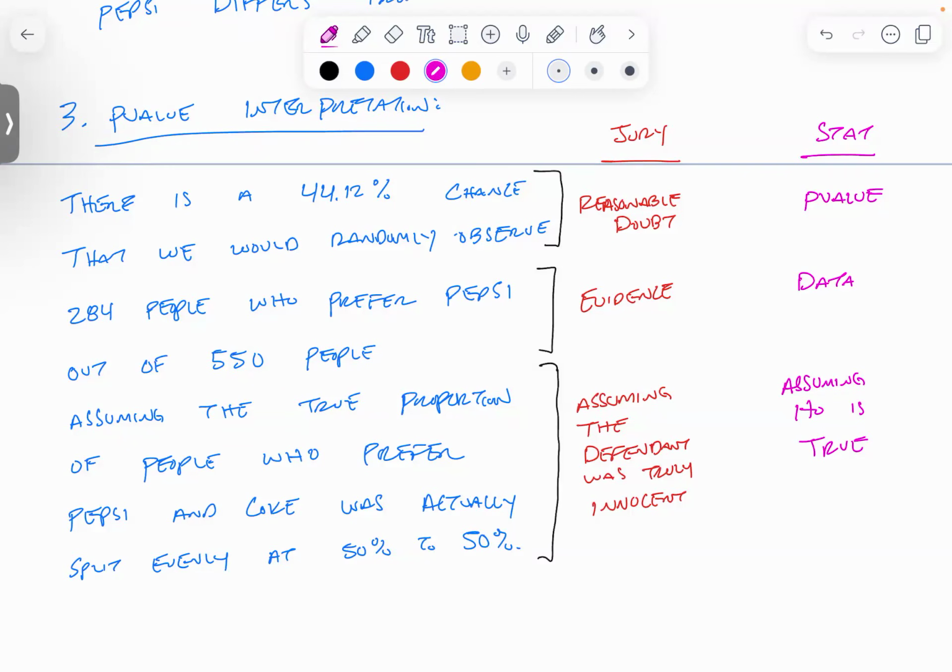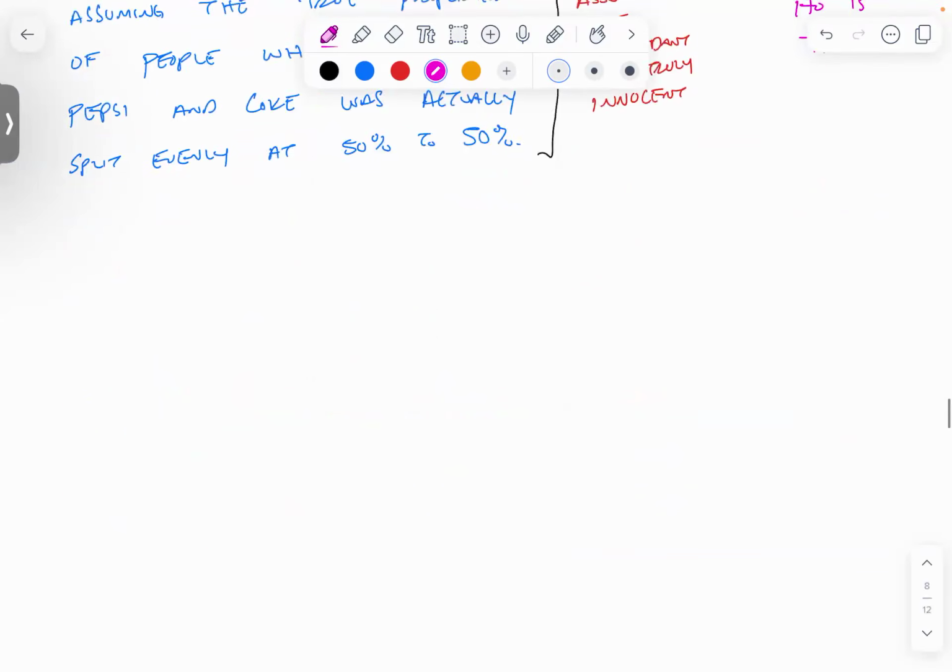Now, I'm going to do this interpretation multiple times and in different orders for various problems as we proceed through the material. It doesn't have to be in the same order, as long as you have the three pieces: reasonable doubt, the evidence, and then assuming the defendant is innocent.